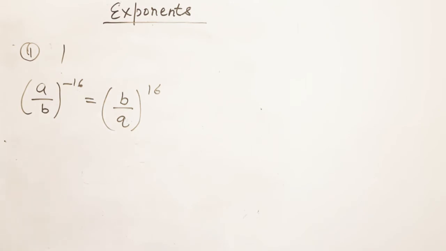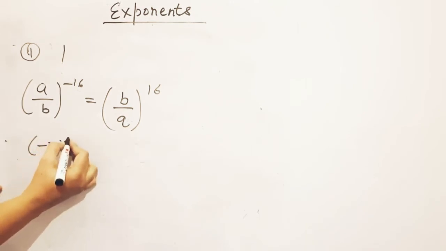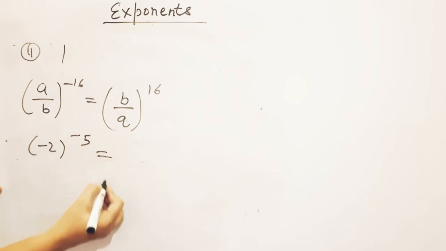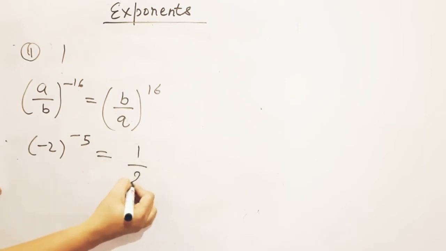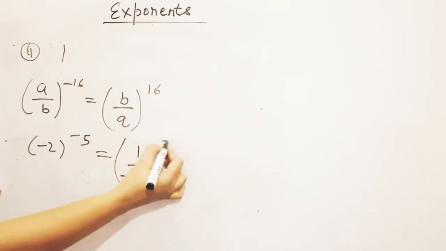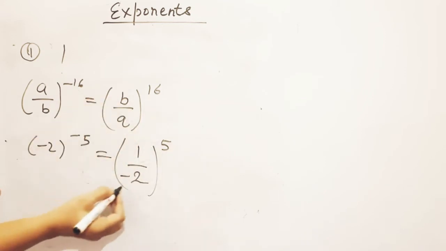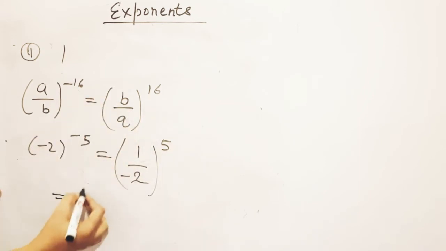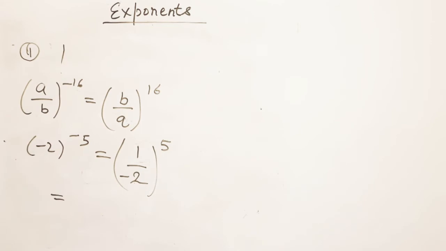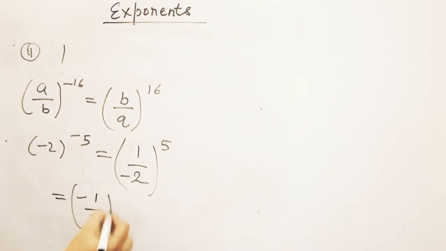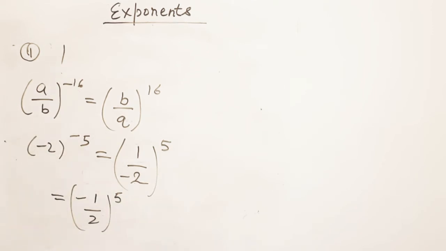Coming to the fourth option, it is minus 2 to the power of minus 5. So now it will be 1 upon minus 2 to the power of 5. But yes, we know that the denominator can never be negative, so multiplying the numerator and the denominator by minus 1, it will be minus 1 upon 2 to the power of 5. I hope you must have understood, students.